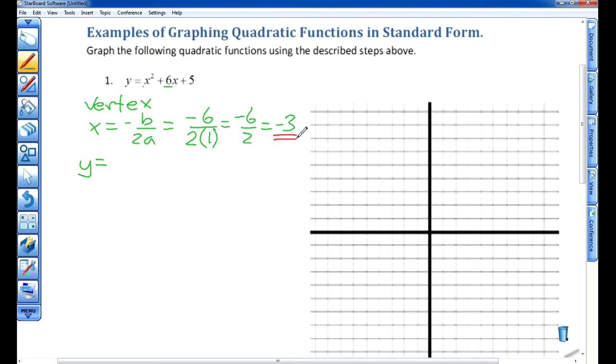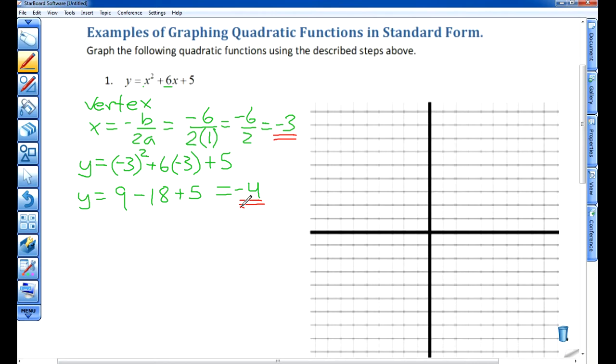So it's going to end up being that the y coordinate is equal to negative 3 squared plus 6 times negative 3 plus 5. So simplifying this gives us y equals negative 3 squared, which is 9, plus 6 times negative 3, that gives us a minus 18, and then plus 5. Finishing this off, 9 minus 18 is negative 9. You add 5 to that, and you end up with negative 4. And there is the y-coordinate of our vertex. So we found that our vertex is the point negative 3, negative 4.